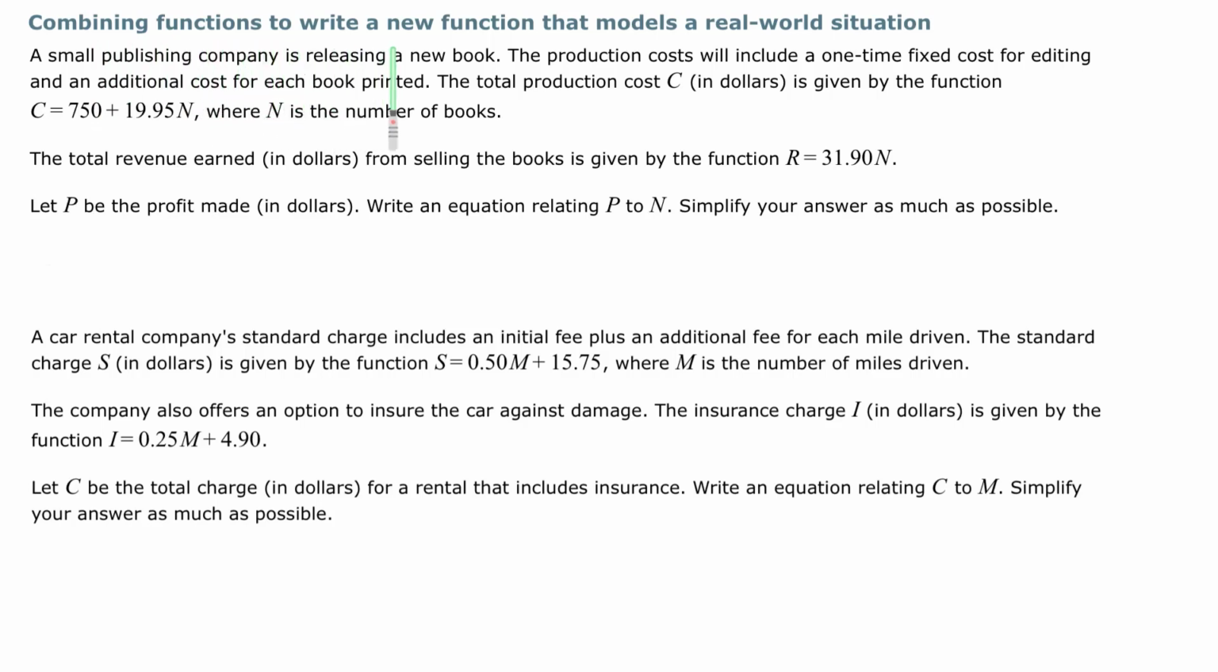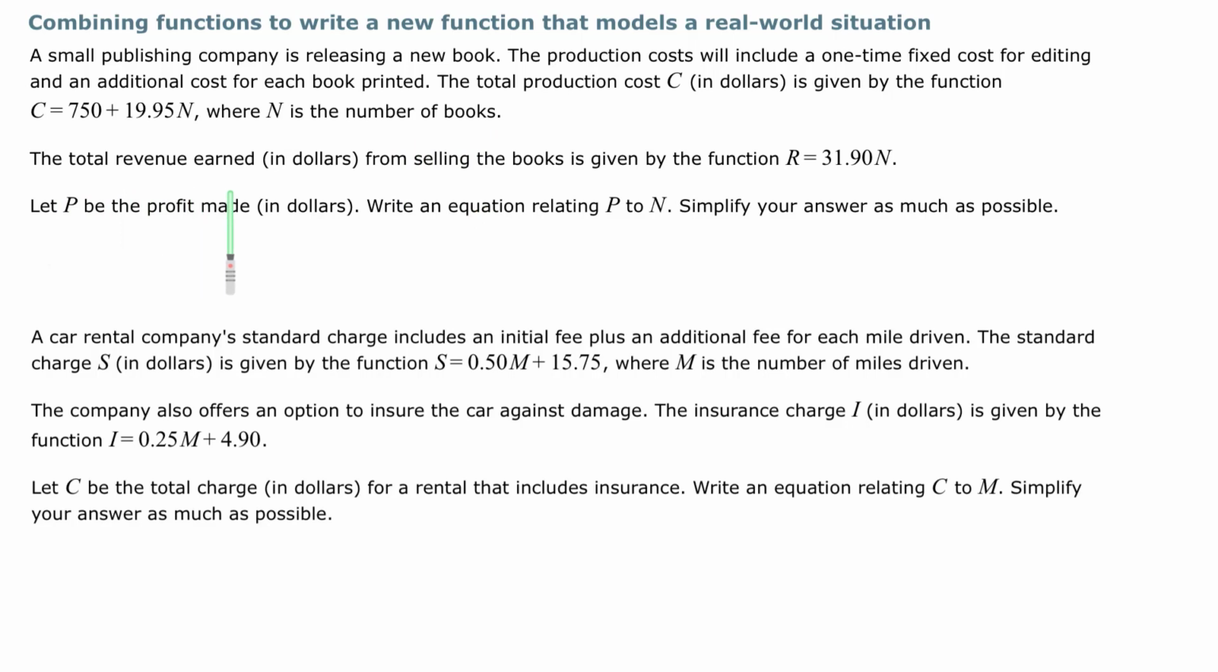Combining functions to write a new function that models a real-world situation. A small publishing company is releasing a new book. The production cost will include a one-time fixed cost for editing and an additional cost for each book printed. The total production cost, C in dollars, is given by the function C equals 750 plus 19.95 times n, where n is the number of books.